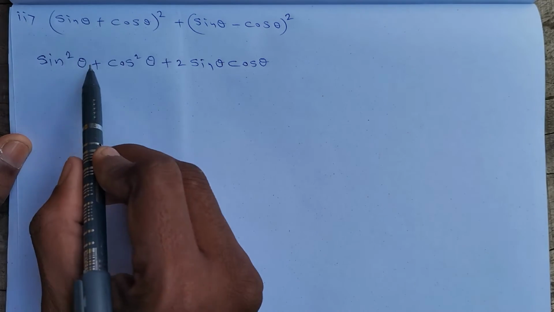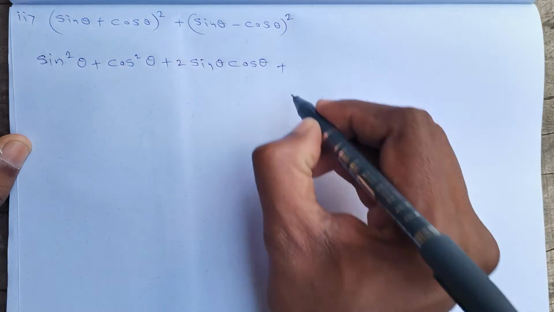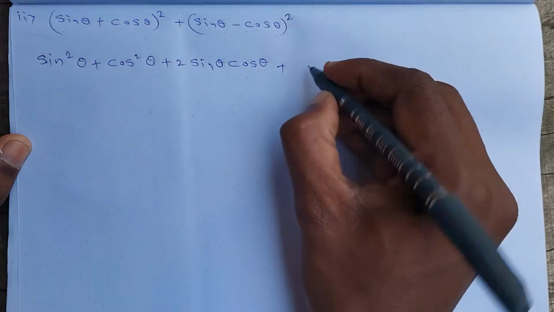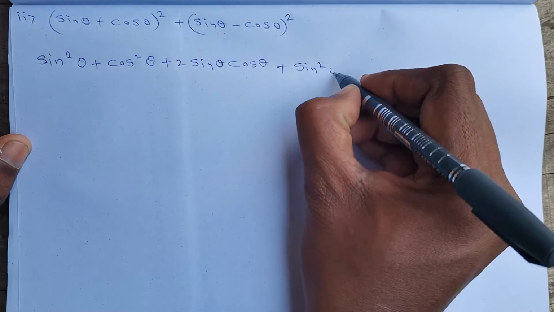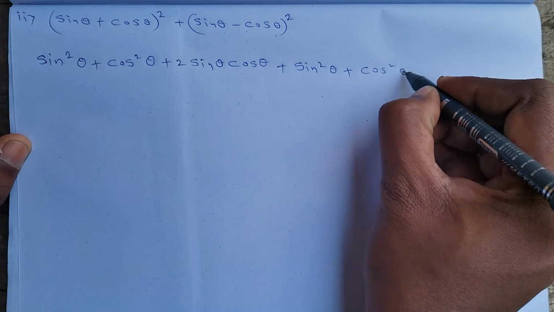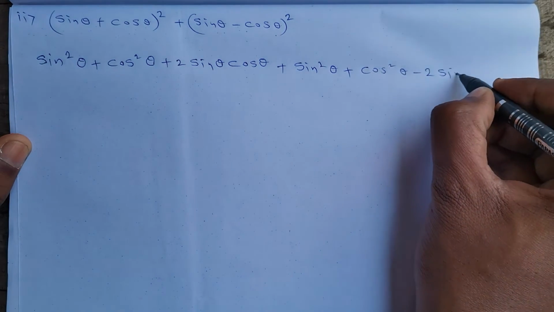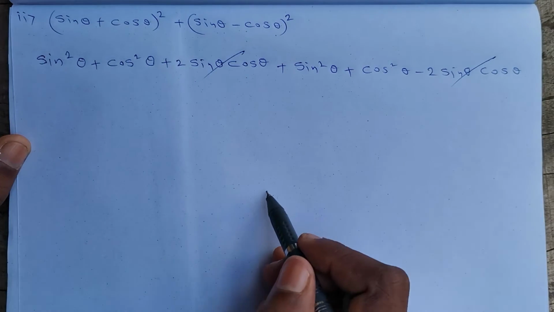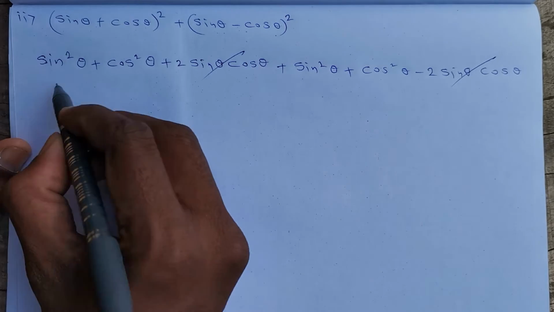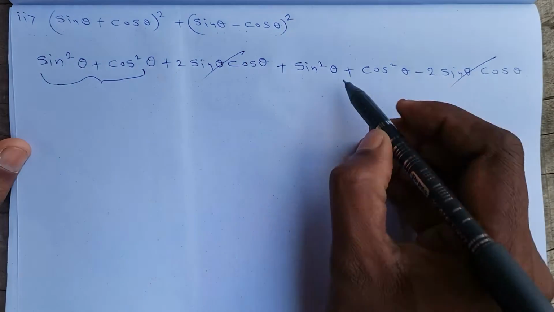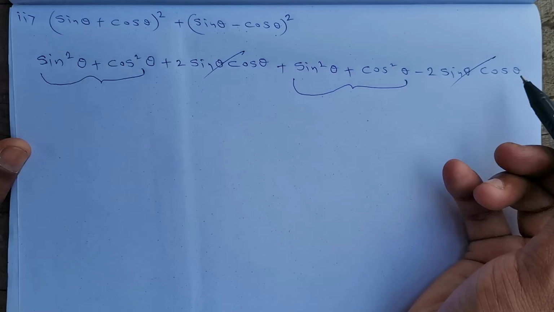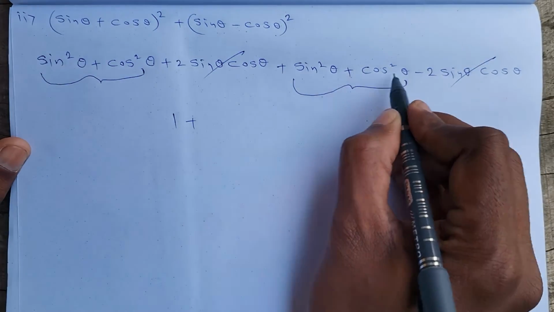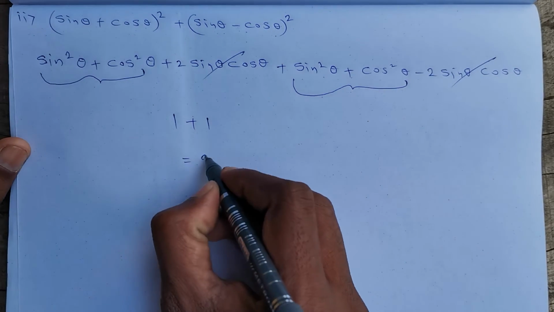If we expand it, a square plus b square plus 2ab. Plus (sin theta minus cos theta) whole square is in the form of (a minus b) whole square. So if we expand it, a square plus b square minus 2ab. Here plus 2 sin theta cos theta, here minus 2 sin theta cos theta, both will get cancelled. So we remain with sin square theta plus cos square theta, here sin square theta plus cos square theta. Sin square theta plus cos square theta value is 1, plus sin square theta plus cos square theta value is 1. So the final answer is 2.